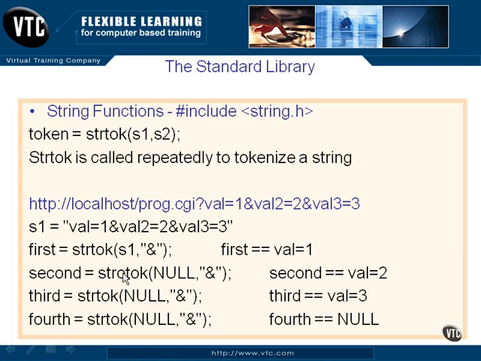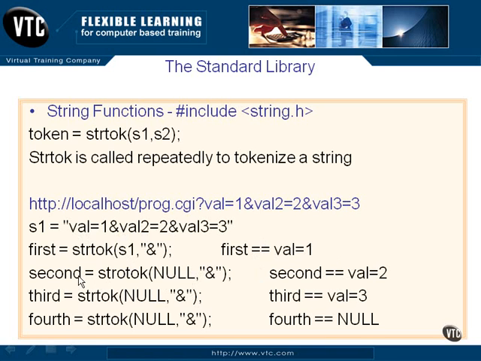Here's strtok again. This time we pass NULL, or 0, as the pointer. Well, strtok remembers it's working its way through S1, and right now it's looking right here, because it found this first ampersand, and now it's parked there. So if we pass it a NULL, looking for another ampersand, it will work its way down the string until it finds another one, and it will return the beginning of this string to second. So now second points to val2.